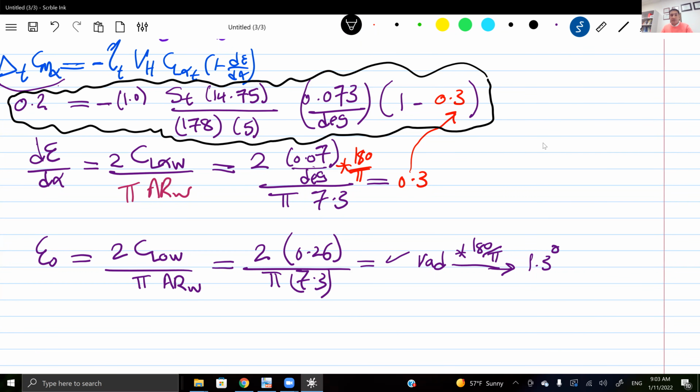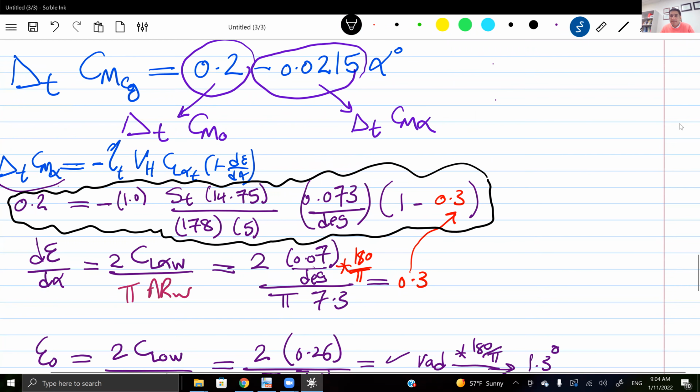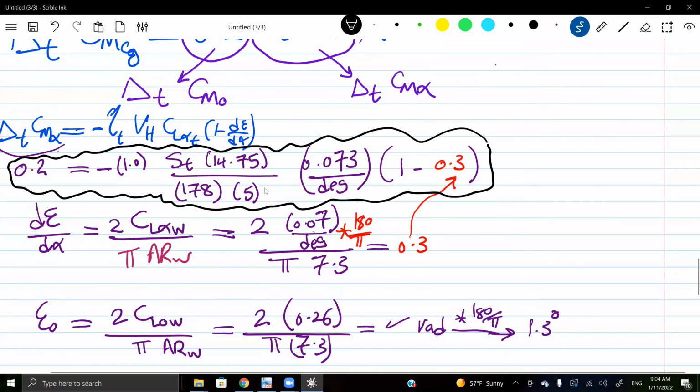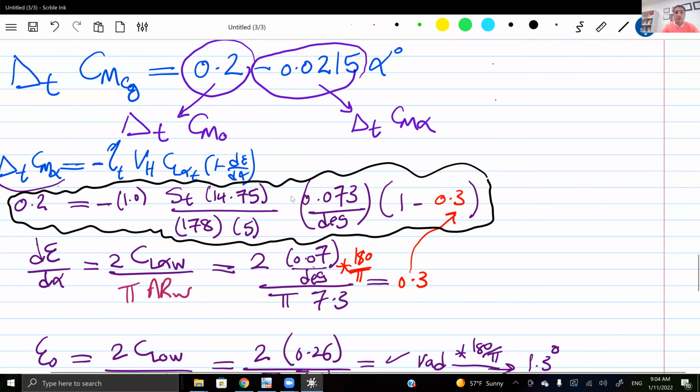As you can see, this equation now, what's the only unknown in this equation? Professor, for the tail contribution CM alpha, why is it 0.2? Oh, thank you. It's not 0.2. It's actually the other number, which is negative 0.0215. The tail contribution. This is the CM alpha. Delta tail CM alpha is this value. So what is the only unknown in this equation? S tail. So I got the area, and here.